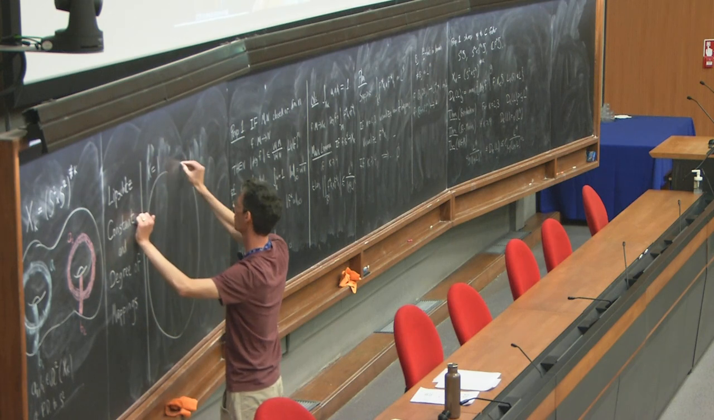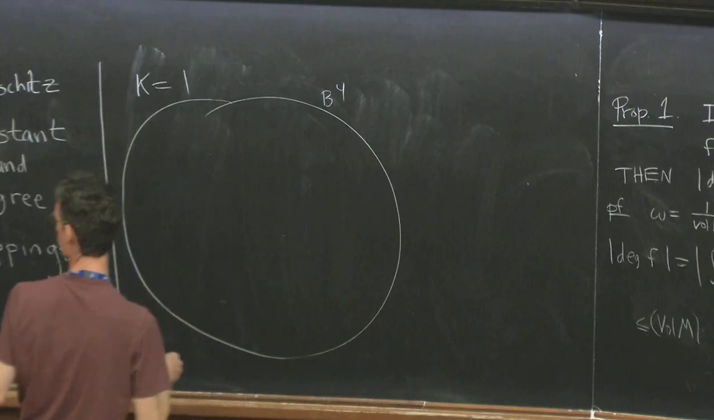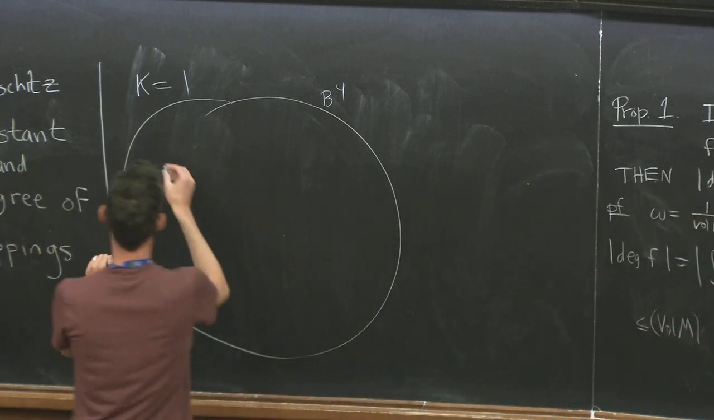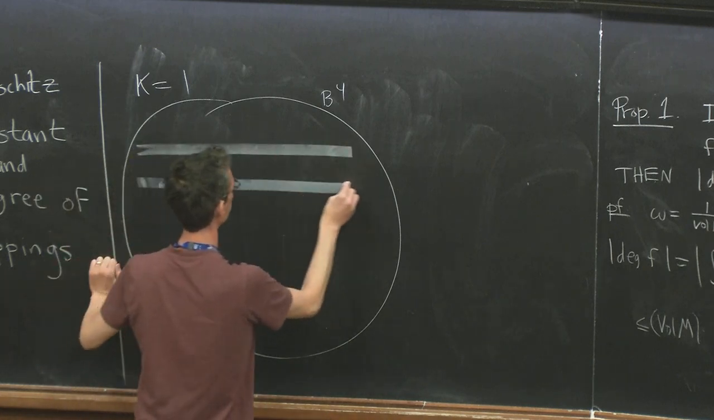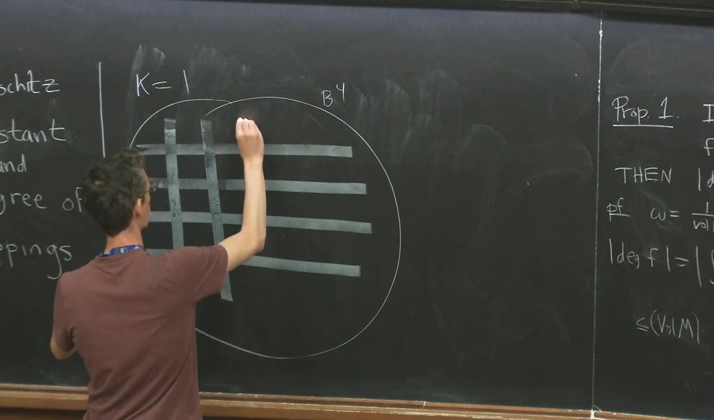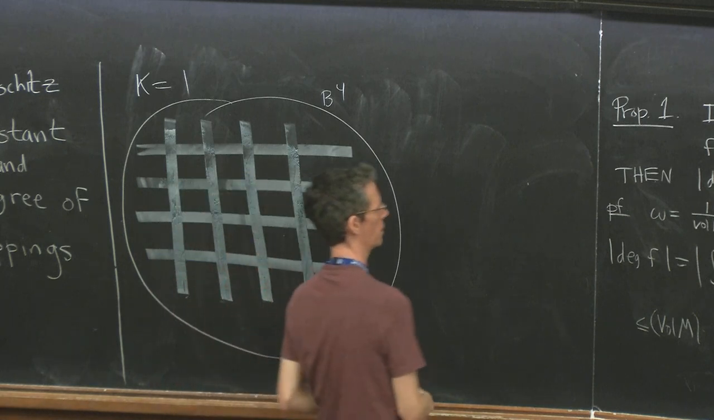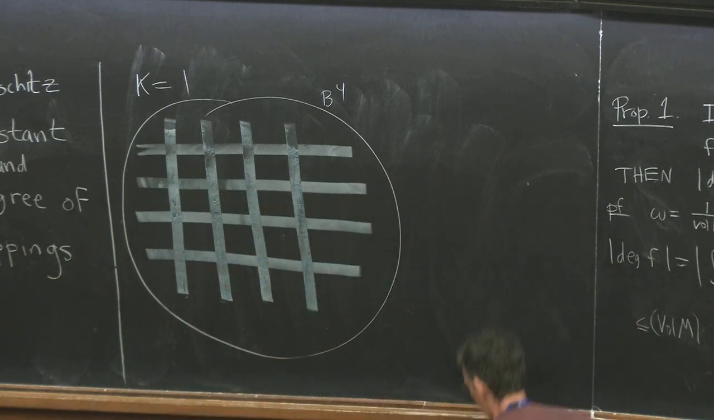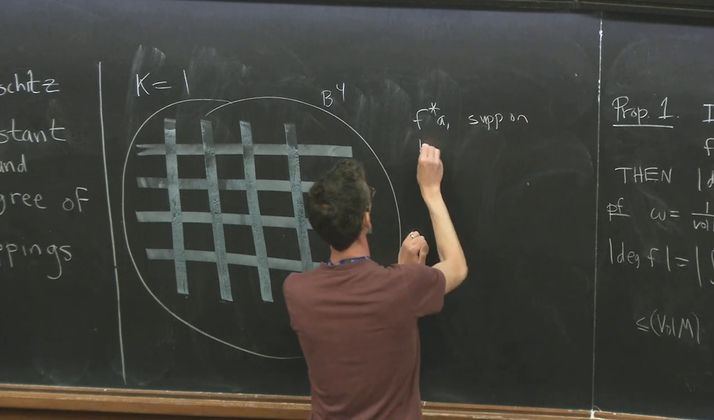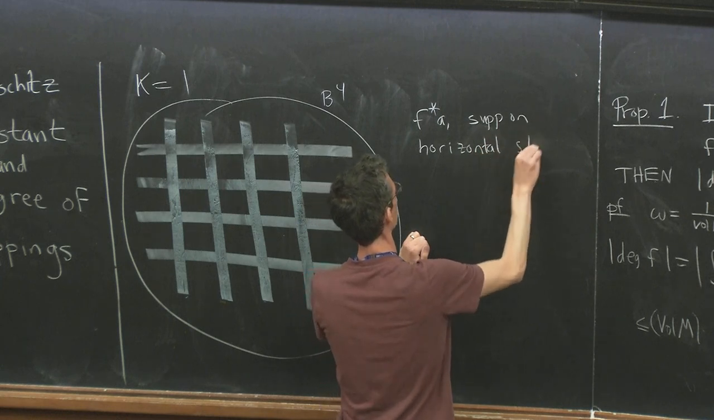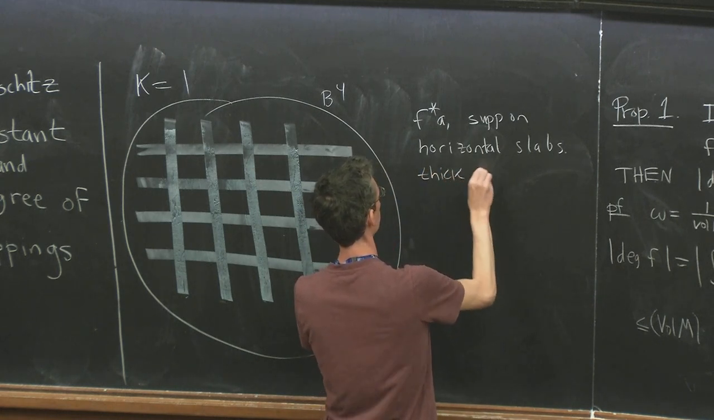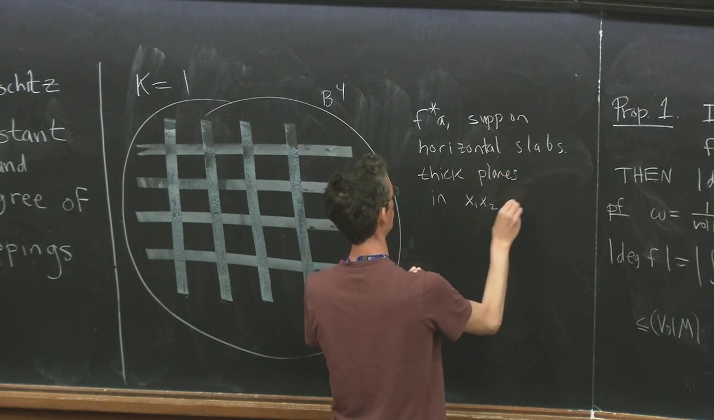So here is my 4 ball. And inside of there, I'm going to try to visualize the pullback of A1 and the pullback of B1. And it might look as follows. The pullback of A1 might look like some parallel 2 planes. And then the pullback of B1 might look like some parallel 2 planes going in a transverse direction. Let me do some writing to go with this picture. The pullback of A1 is supported on the horizontal slabs. So it lives here. And what are they? They're thick planes, and they go in the x1, x2 direction.